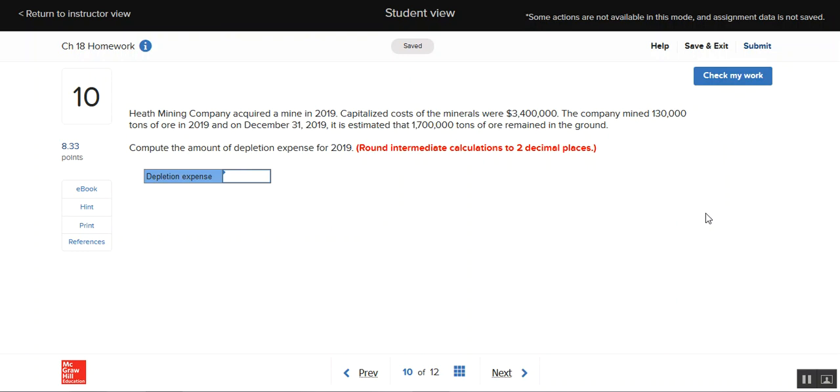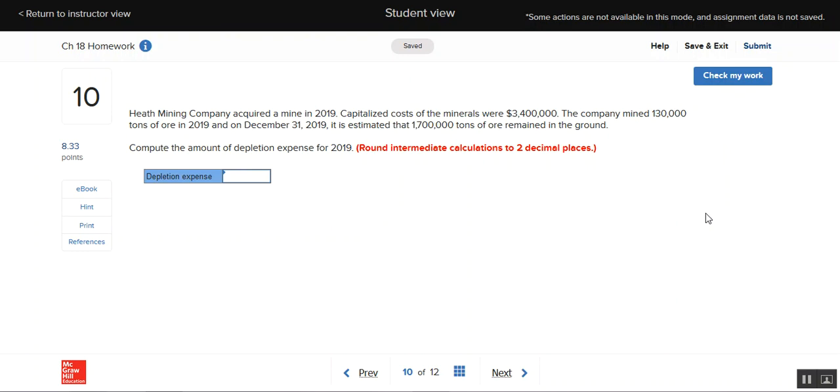This one isn't really hard, but I feel like I remember some students having trouble because they're such large numbers. There are issues with rounding. So let's see if we can get through this. So the capitalized costs, $3,400,000, and it looks like the expectation is that we're going to mine 1,700,000 more tons. Plus, we've already mined 130,000. So if we add those two amounts together, I get 1,830,000 tons of ore. So that's the total output that we expect from that mine.